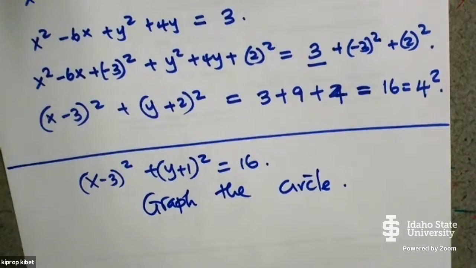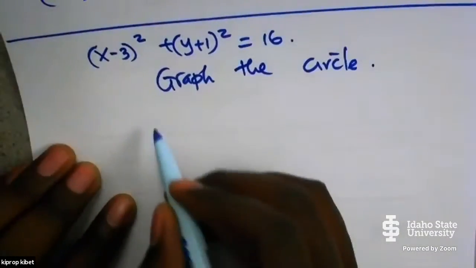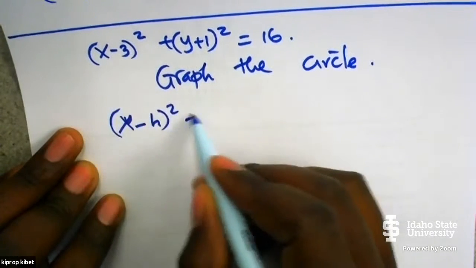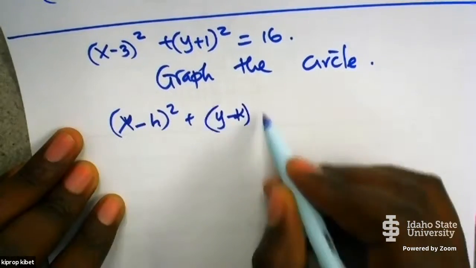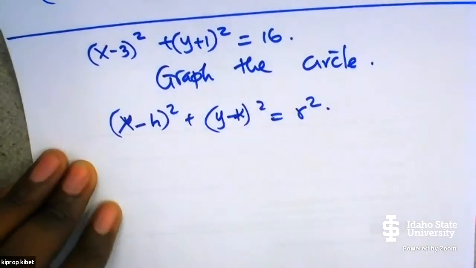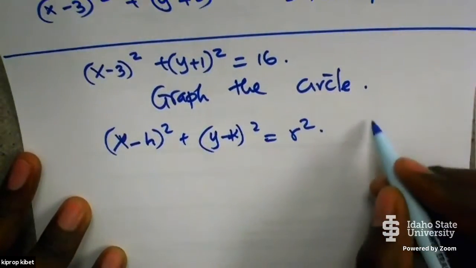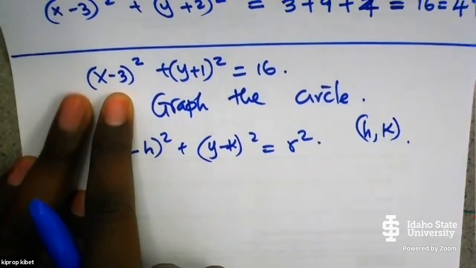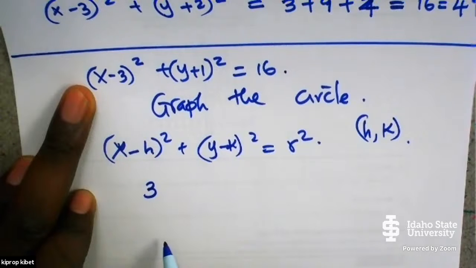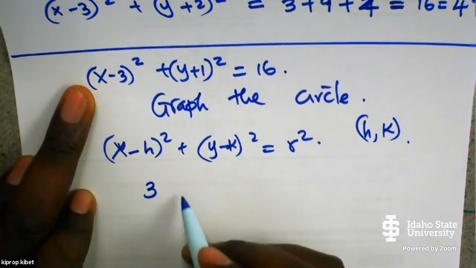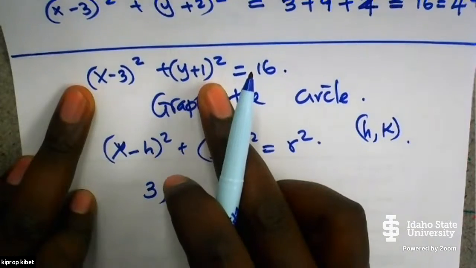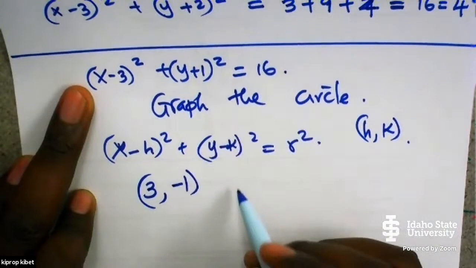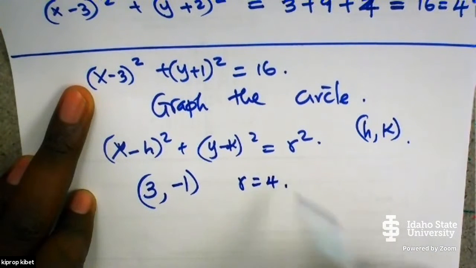So we know the standard form is what? x minus h square plus y minus k square equals to r square, right? And you know the center of the circle is h and what? k. h and k. So in our case here, our h is 3, right? And the other one is negative 1. And then our r is what? 4. Our r equals to 4.